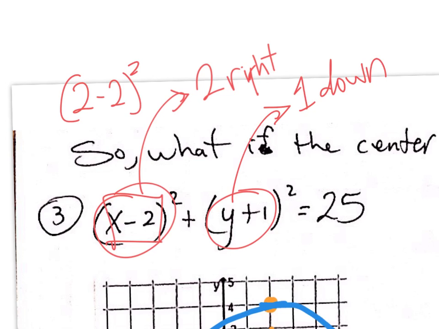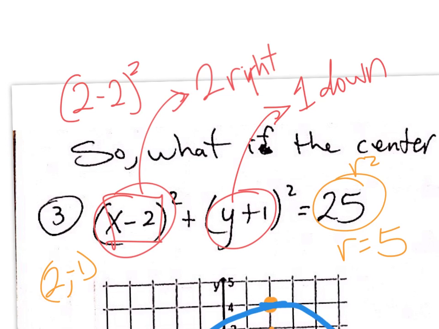So basically we have a new center, and that is 2 comma negative 1. And then we have a radius, so this is r squared, so the radius is 5. So we have this information. The center of the circle is here, and the radius is this.